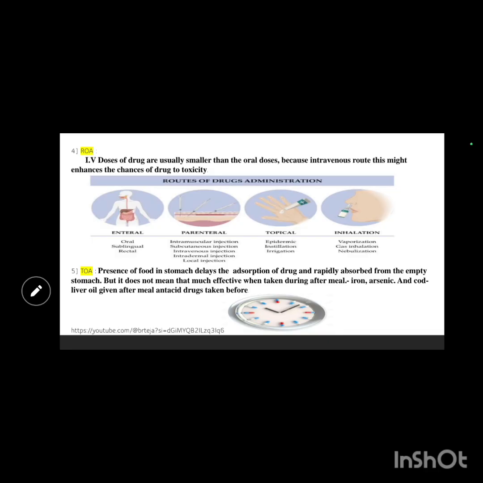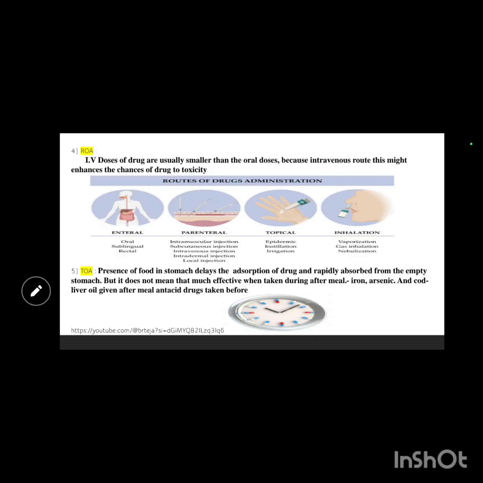Routes of drug administration. Enteral, oral type. Examples are tablets, soft gelatin capsules, hard gelatin capsules. Sublingual means below the tongue, with absorption directly into the systemic circulation. Sublingual tablets, for example vitamin C and cetirizine tablets. Next, rectal is also used as an easy method of dosage.